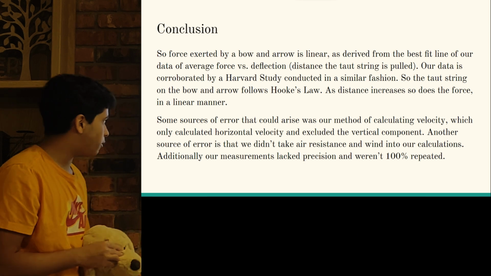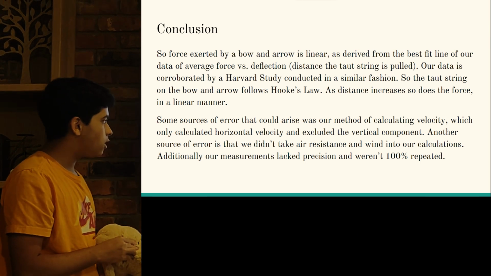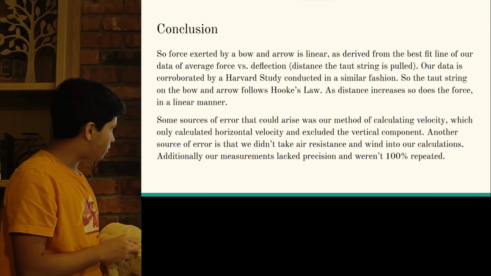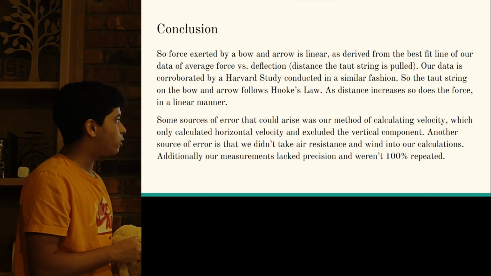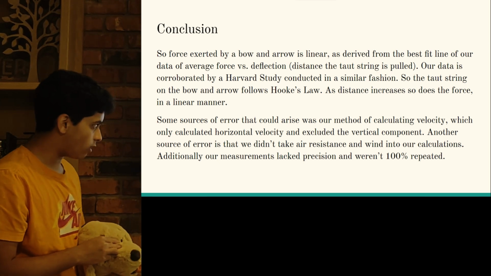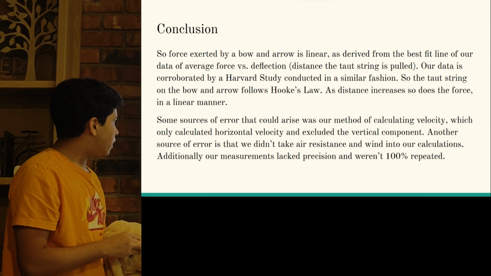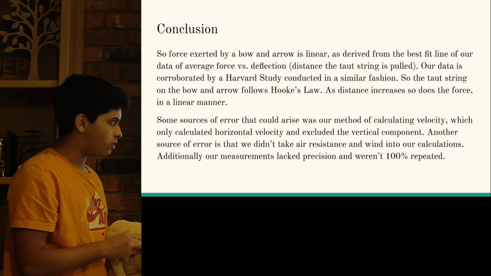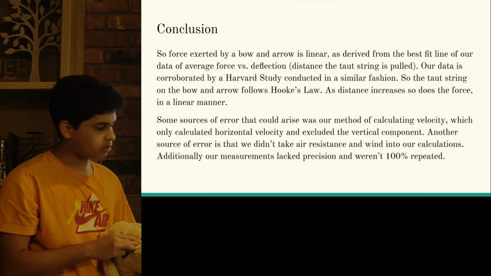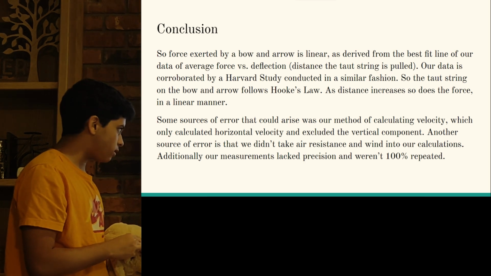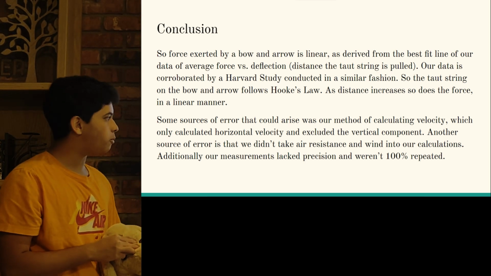Some sources of error that we determined could arise was our method of calculating velocity, which only calculated horizontal velocity and did not include the vertical component. Another source of error is that we didn't take air resistance and wind into our calculations. Additionally, our measurements lacked precision and weren't 100% repeated.